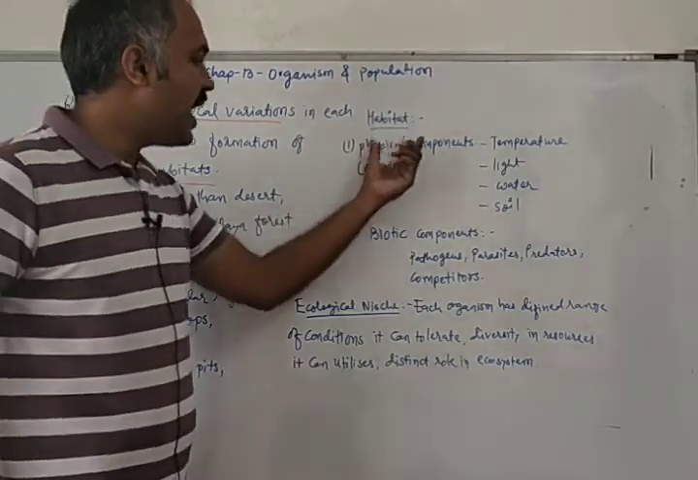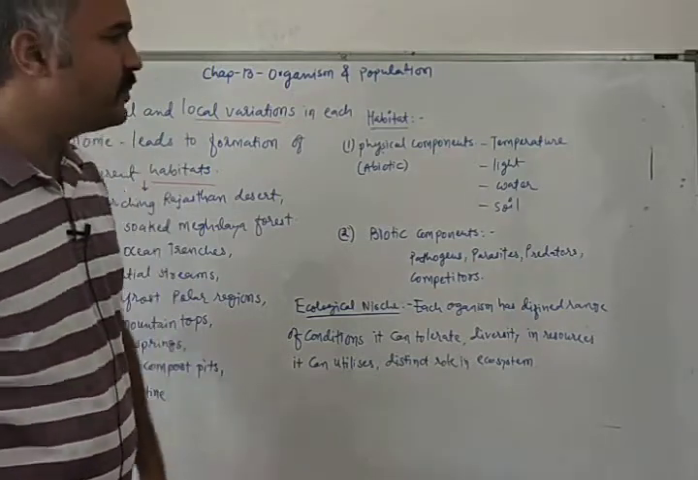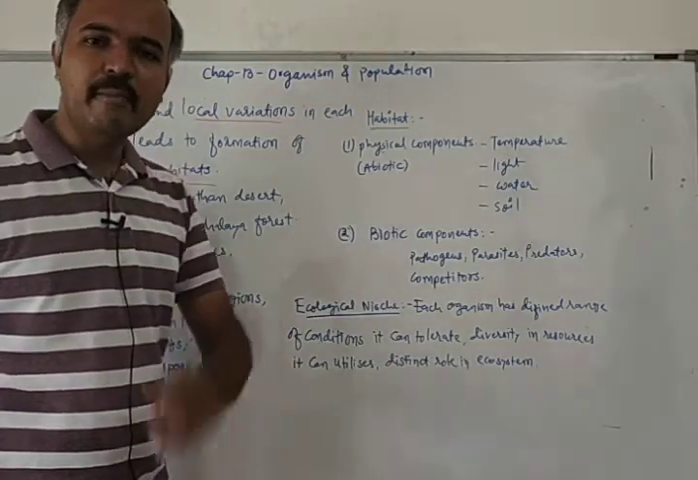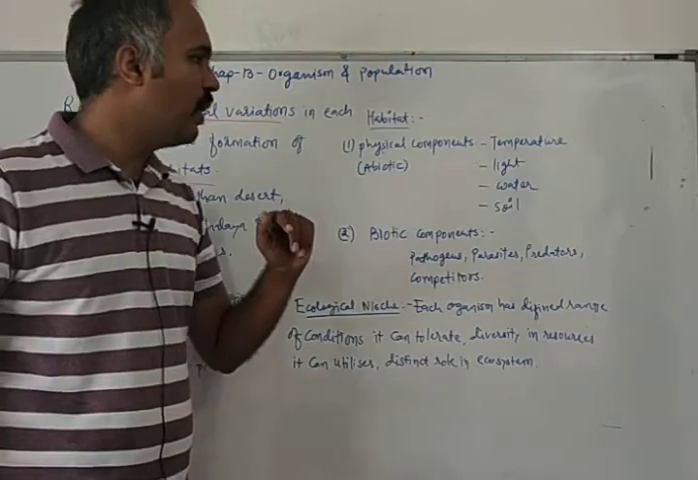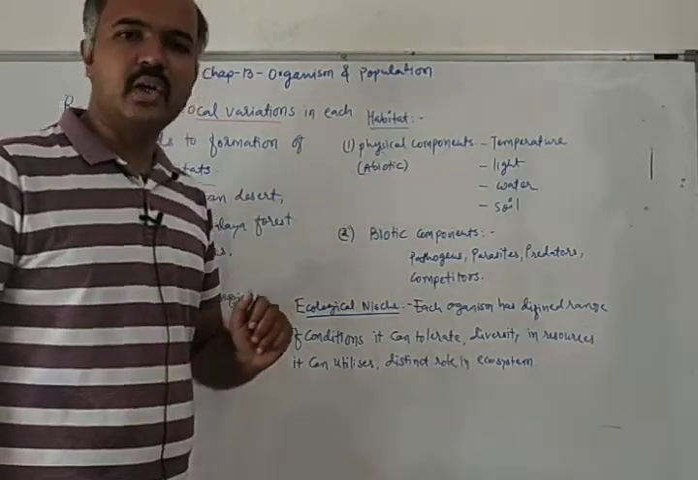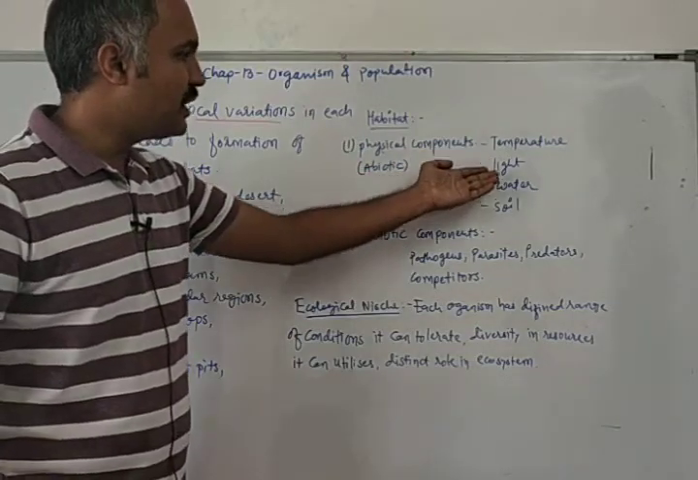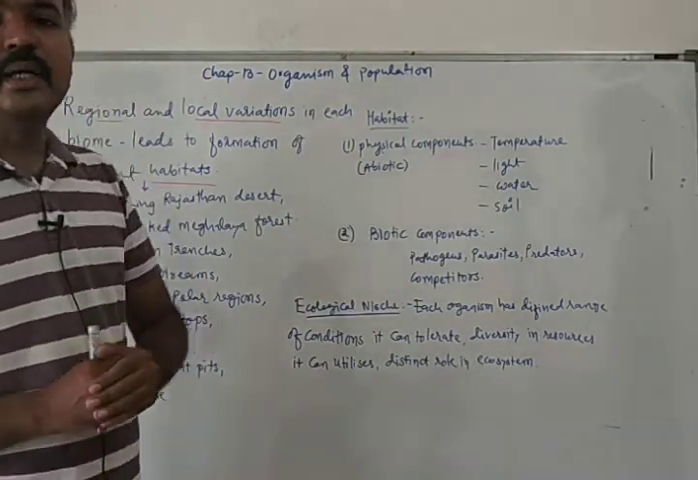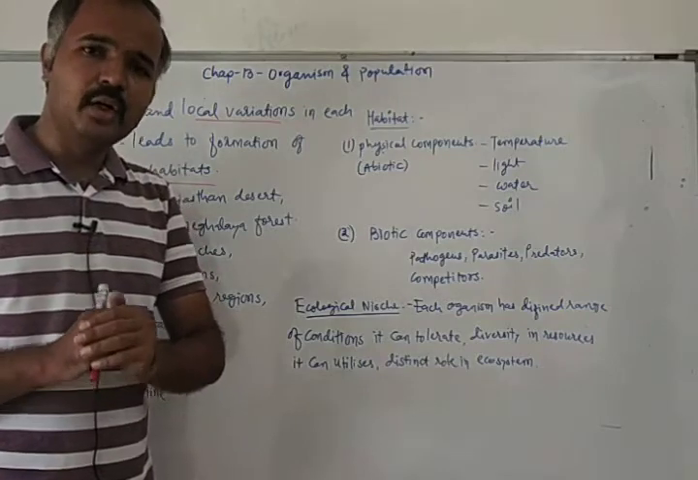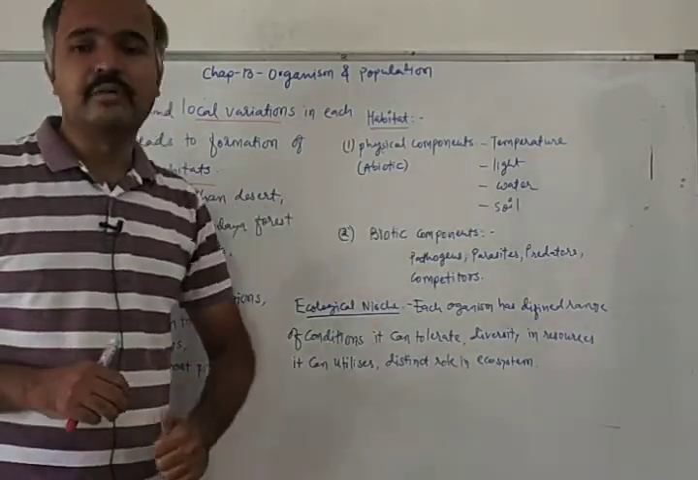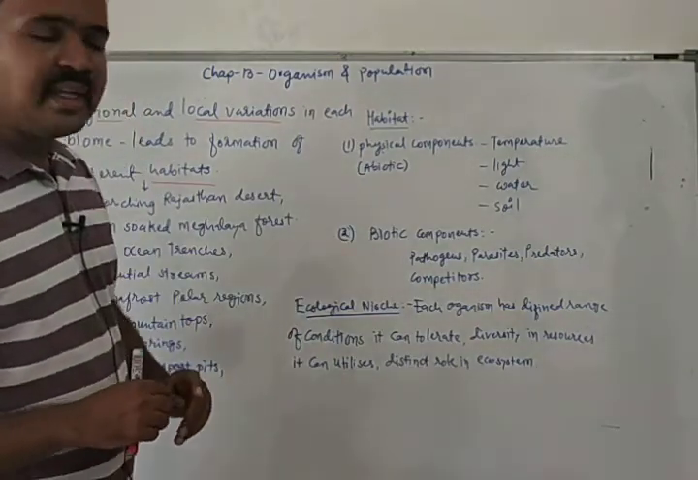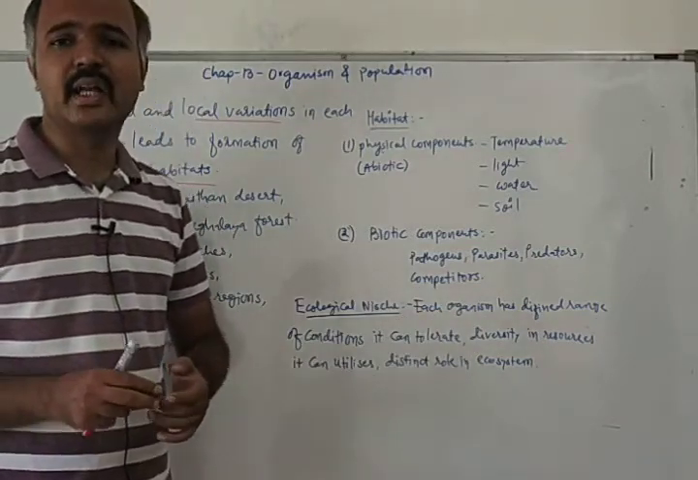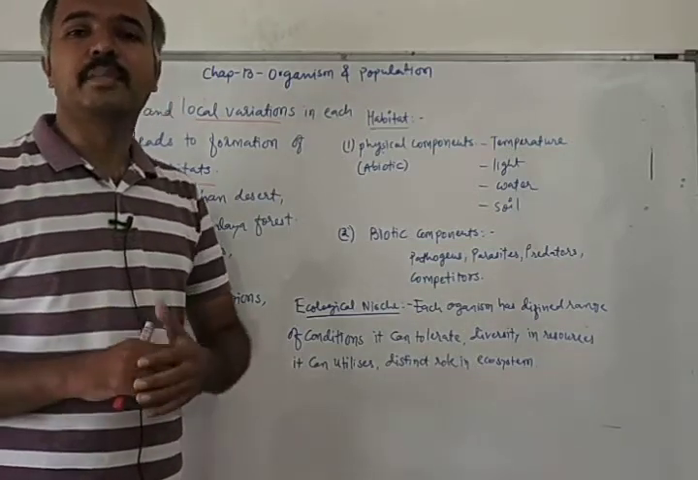And each habitat has 2 types of components, abiotic component and biotic component. Abiotic components are also known as physical components, and abiotic components are temperature, light, water and soil. Whereas biotic components of any habitat are pathogens, parasites, predators and competitors.